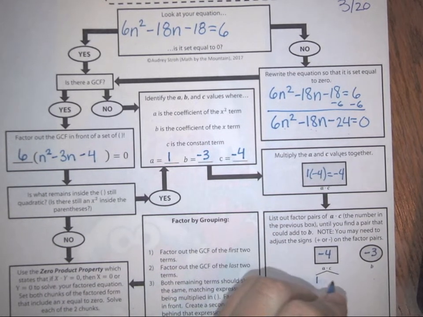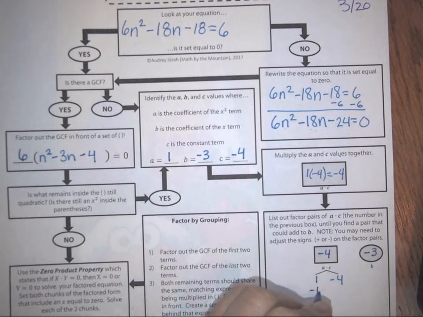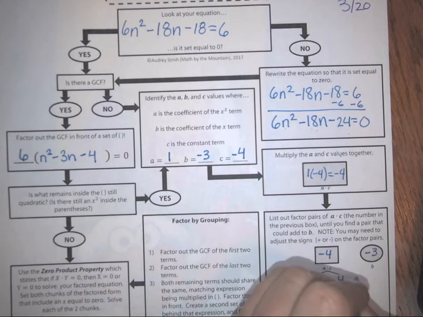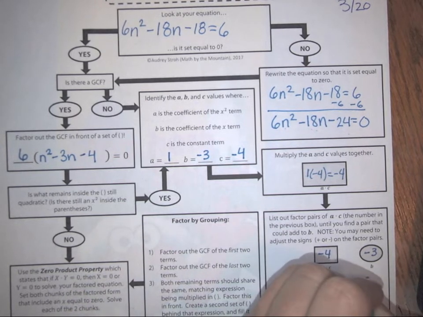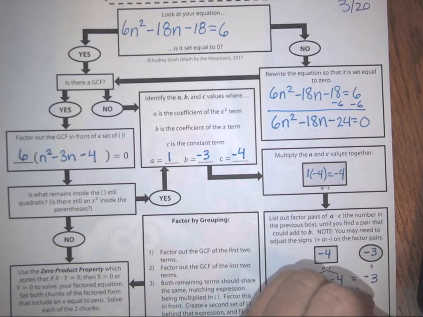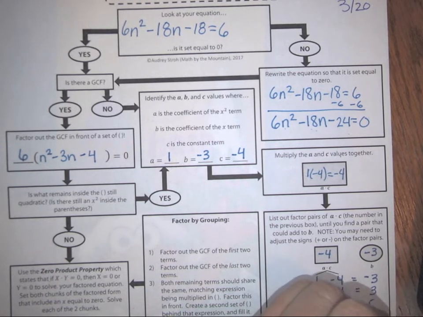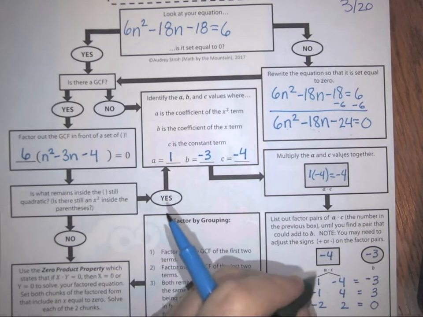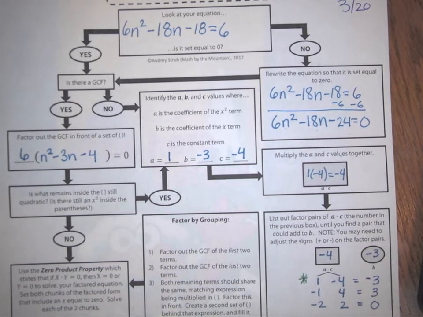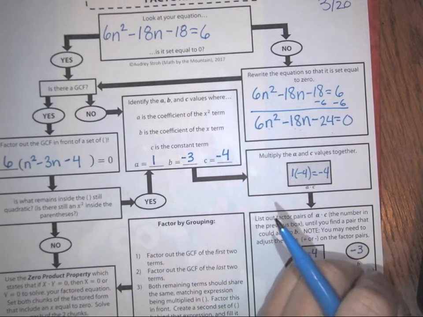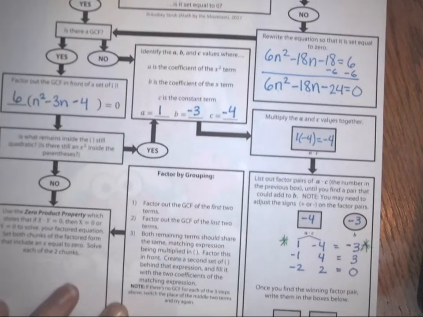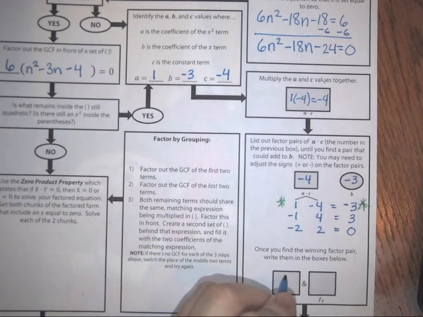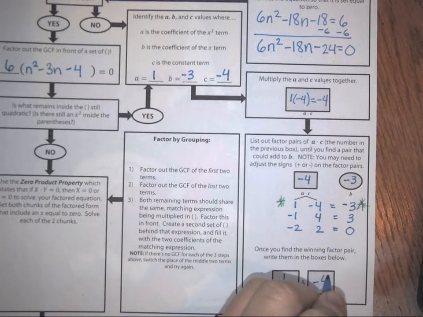This is my goal. This is where I'm starting. So I have 1, negative 4, negative 1, 4, negative 2, 2. The sum here would be negative 3. This is 3. This is 0. So the one that I want to use is, of course, this pair here. It's the one that will give me the sum that I am looking for. Okay, once you find them, go ahead and list them here. So 1 and negative 4.